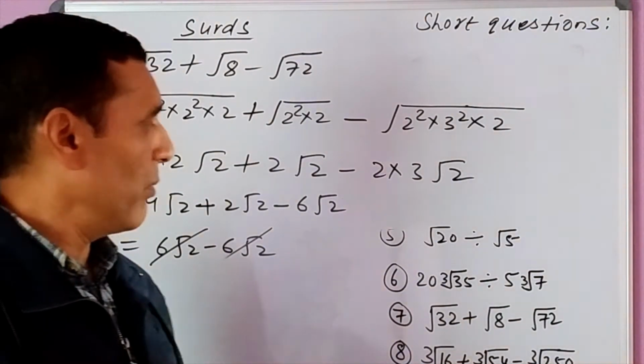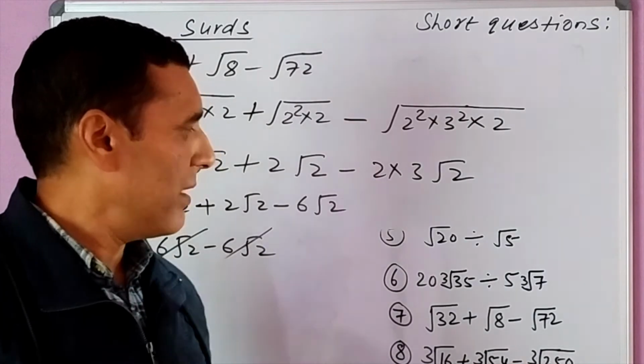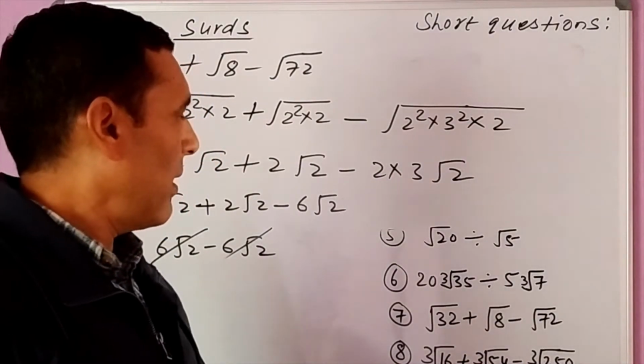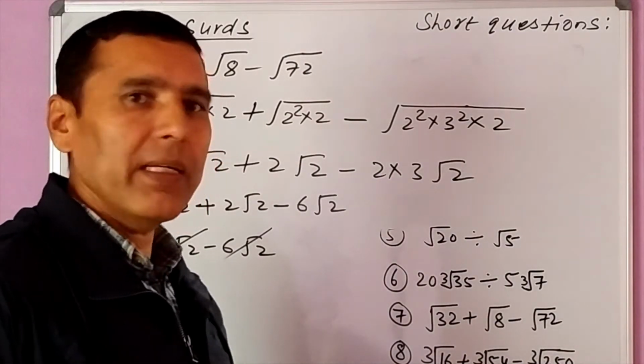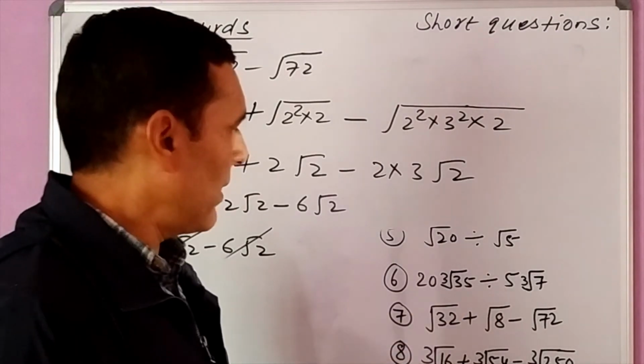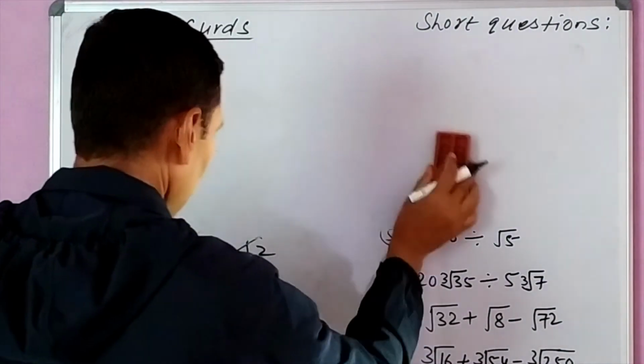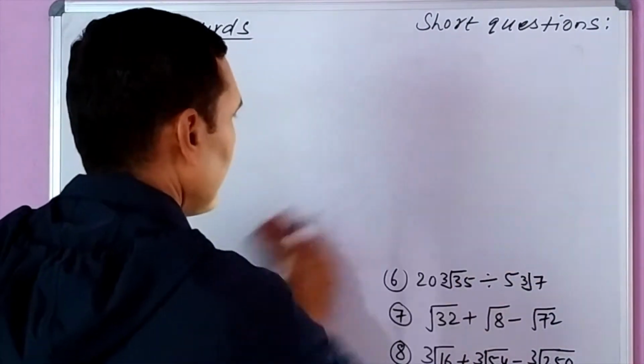Only difference is it is cube root. Number 7, it is square root. Every root is square root. Here every root is the cube root. We can take any number out by making its power 3, because the order of the root is 3 here. So let's do this last question number 8 also.